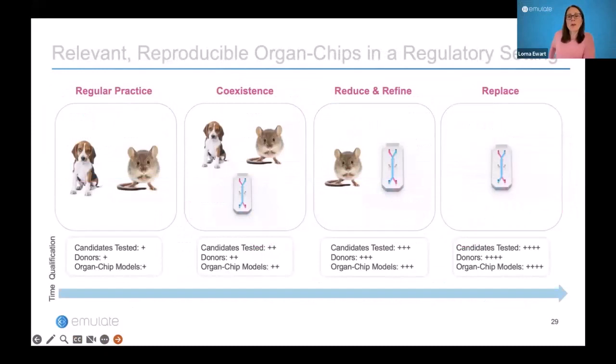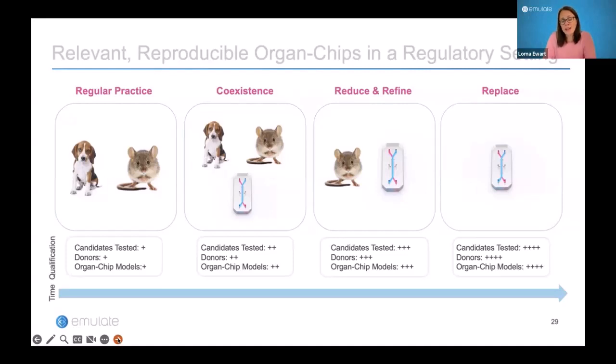And if we get to that point, given that we're talking about 3 Rs today, we do believe that we're now entering, certainly for liver chip, a period of what we'd call coexistence. If you remember, we're proposing that liver chip would be placed in a workflow before one did an animal dose range finding study. Obviously, many more experiments need to be done, many more candidates need to be tested, many more donors need to be used.